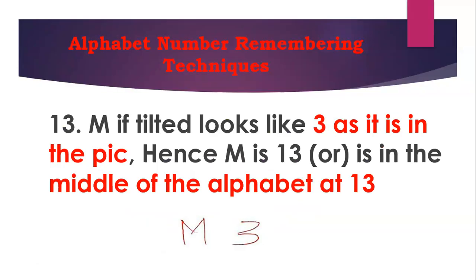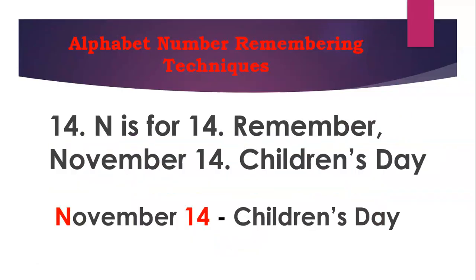Then M. See, normally M, if tilted, looks like 3, as shown in the picture. So M is 13. Or you can also remember the middle of the alphabet. Total alphabet is 26, so the middle of the alphabet is 13. M is the middle of the alphabet, at 13. So M is 13. Then N. If you remember November 14, Children's Day, N is for 14.